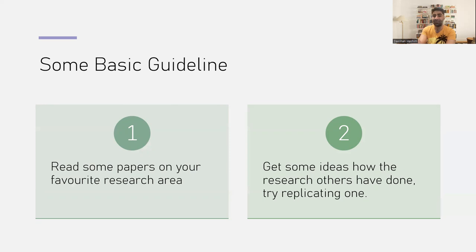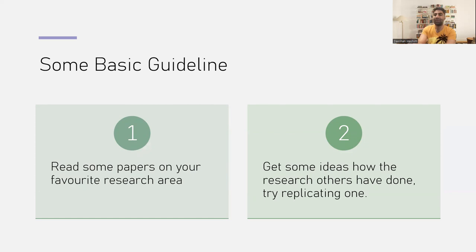Also, for example, if you want to work in political economy, go to the Journal of Political Economy, the Journal of European Political Economy, or Public Choice is the journal. Go there, find the relevant research journal and read some papers there, and then you will analyze, okay, what are the research questions, how are people working on it, and then you can also replicate some research.